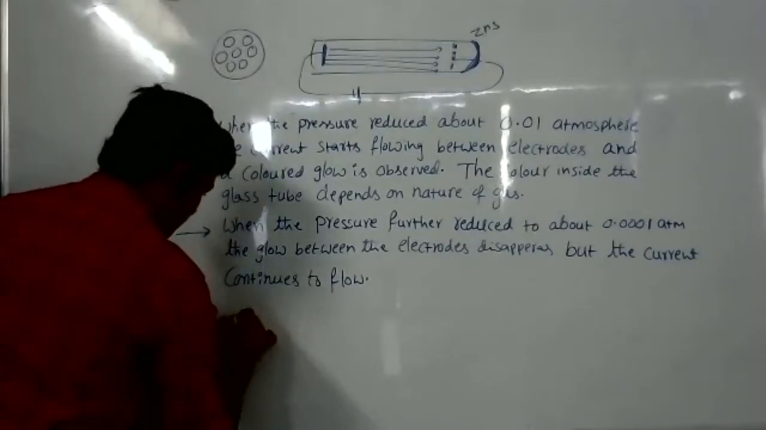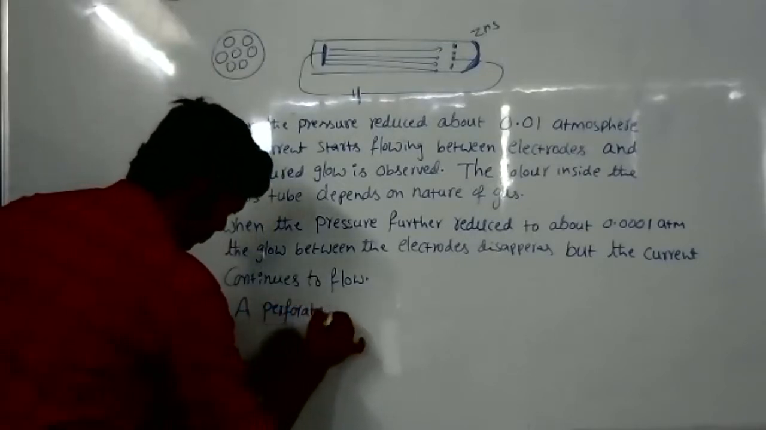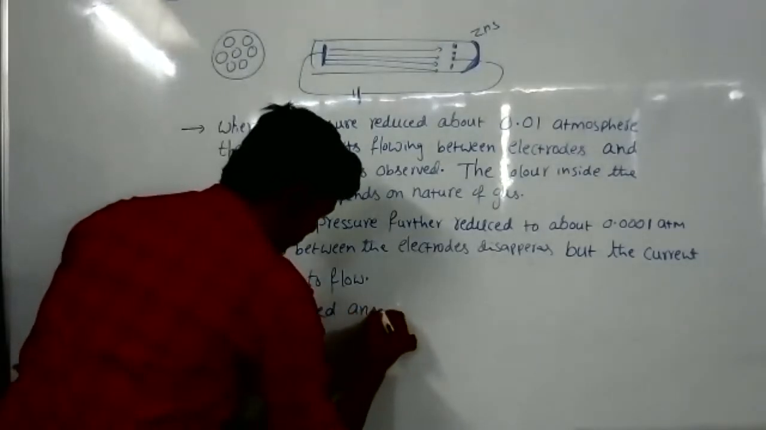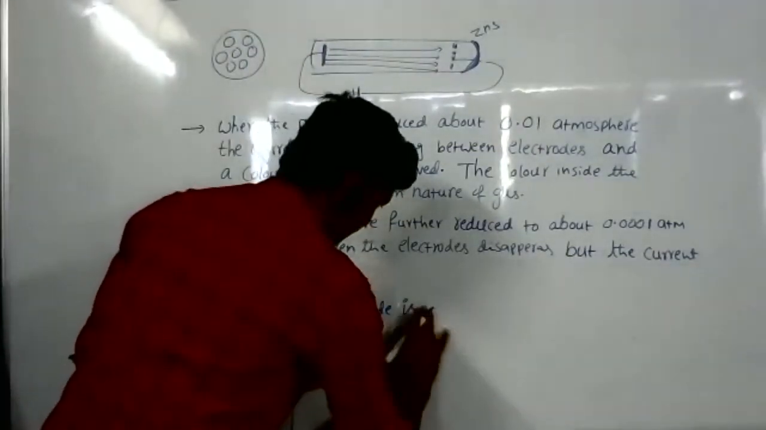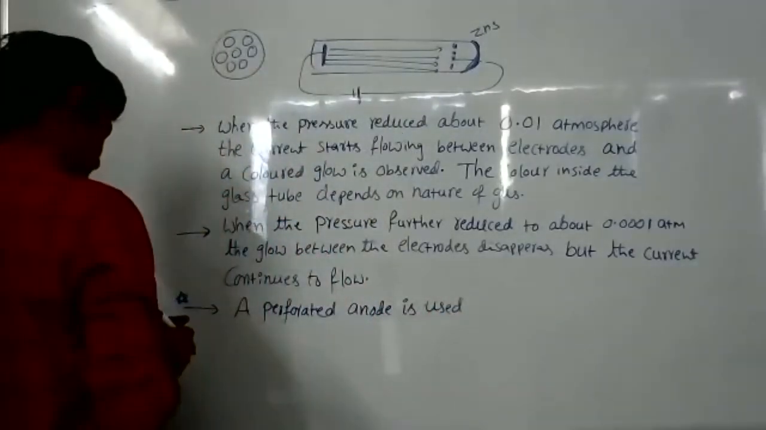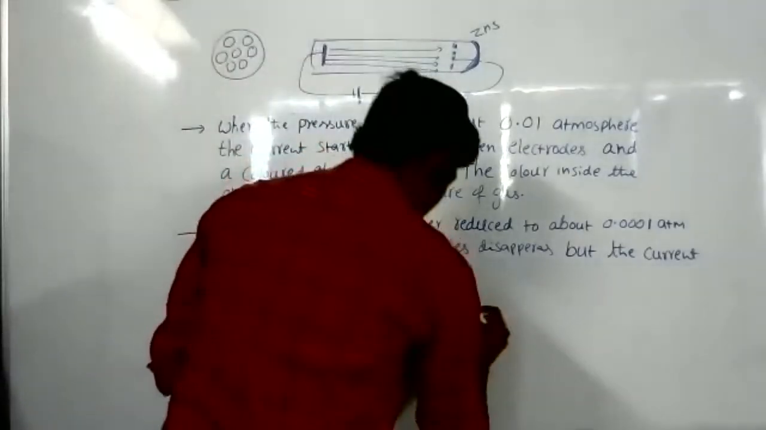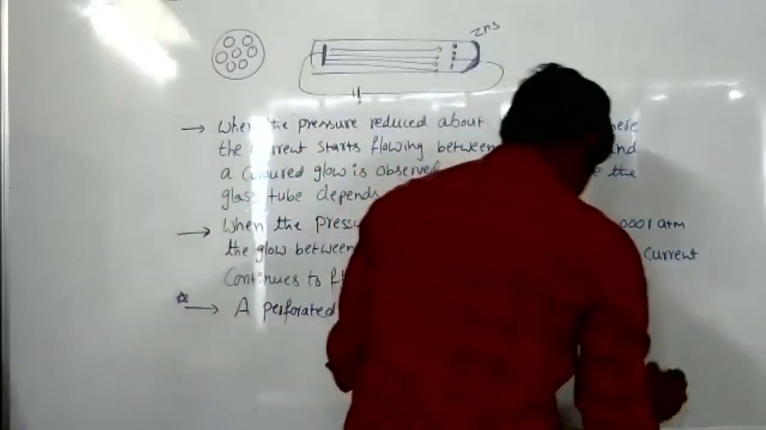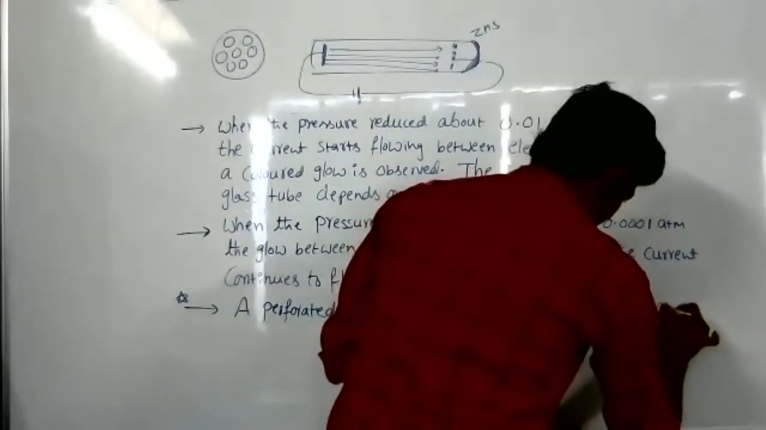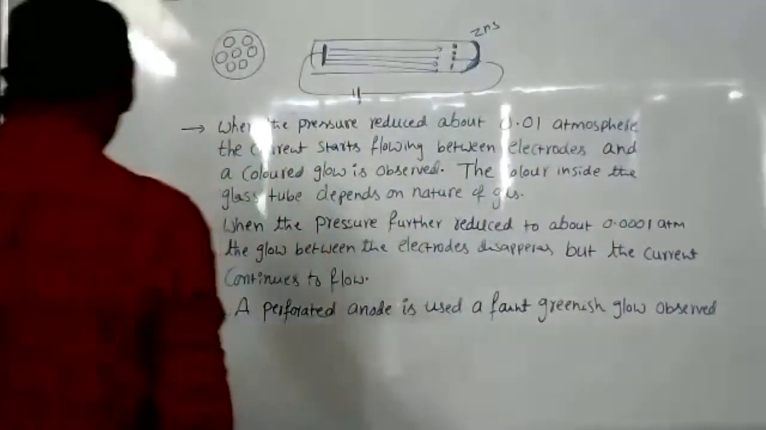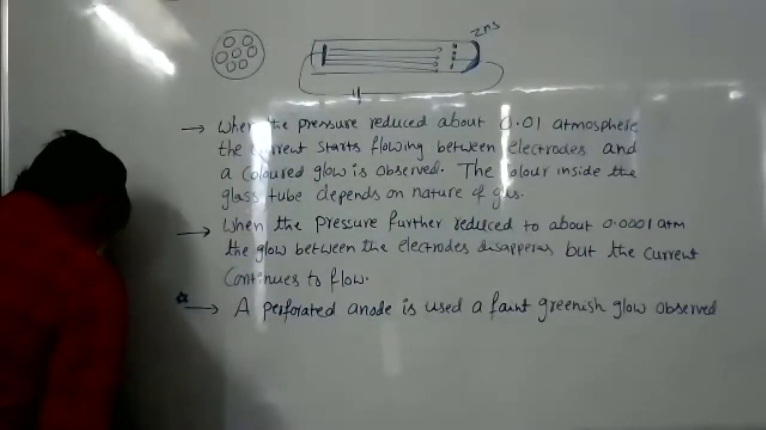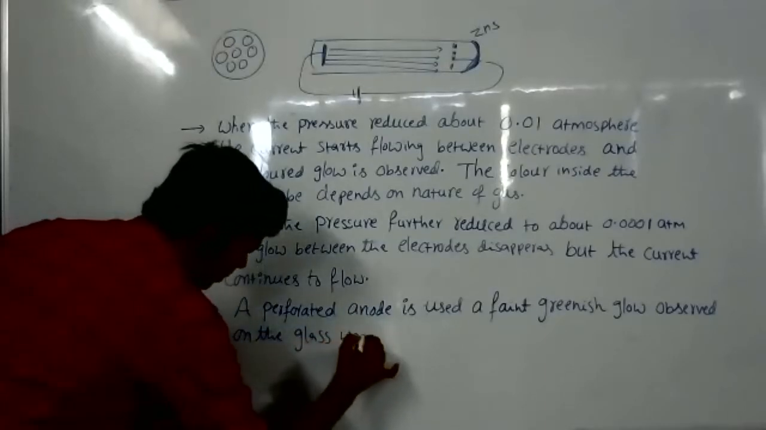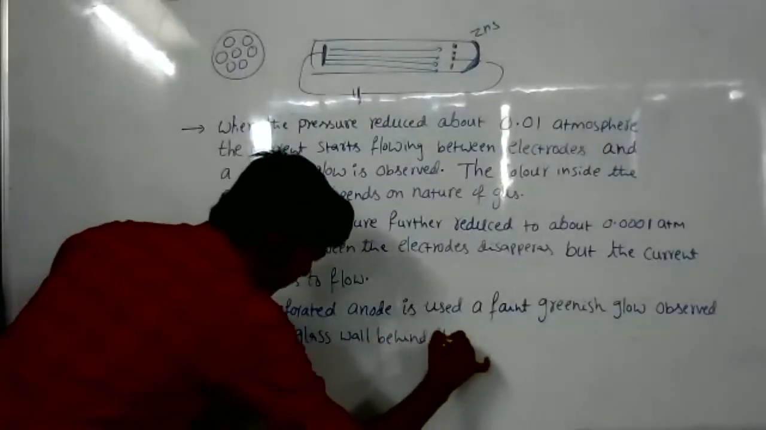A perforated anode is used, and a faint greenish glow is observed on the glass wall behind the anode.